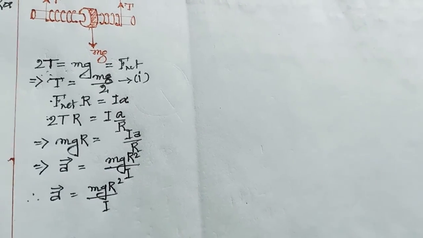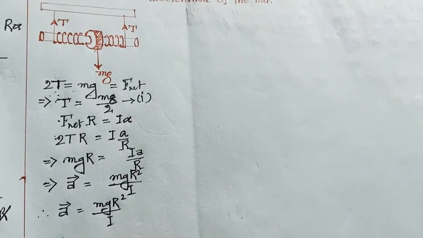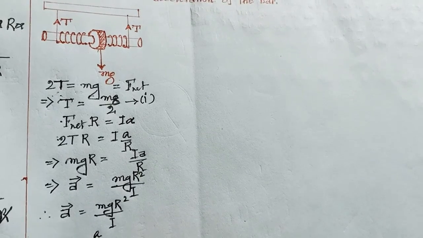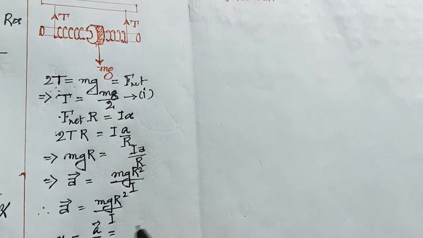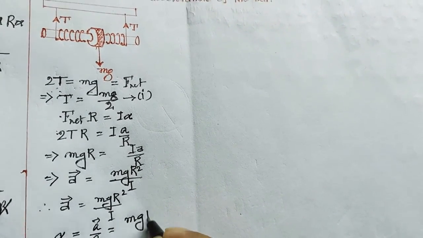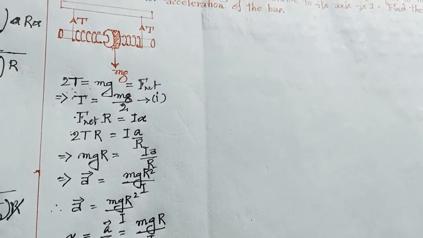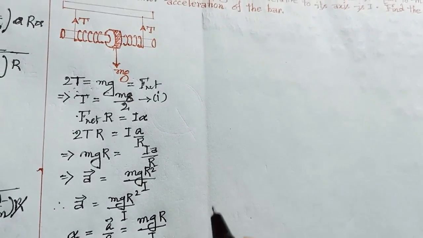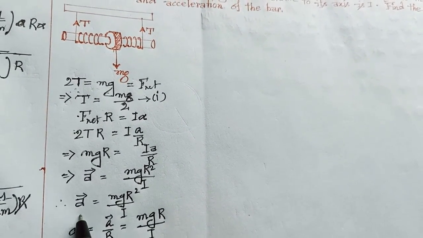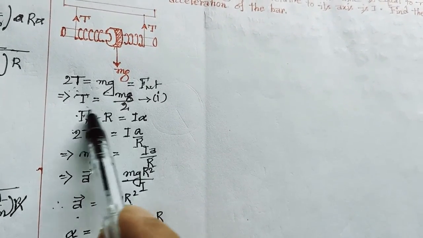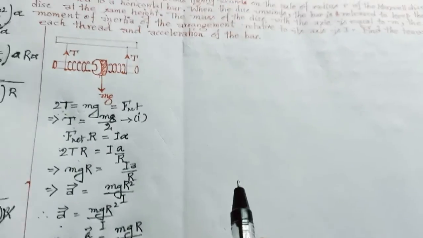Or if you want to find the angular acceleration, then alpha will be A divided by R, which will be equal to mg r divided by I. So this is our required equation for angular acceleration. This is the angular acceleration, this is the linear acceleration, and the tension of each string is given in equation number 1. So this is our solved question.